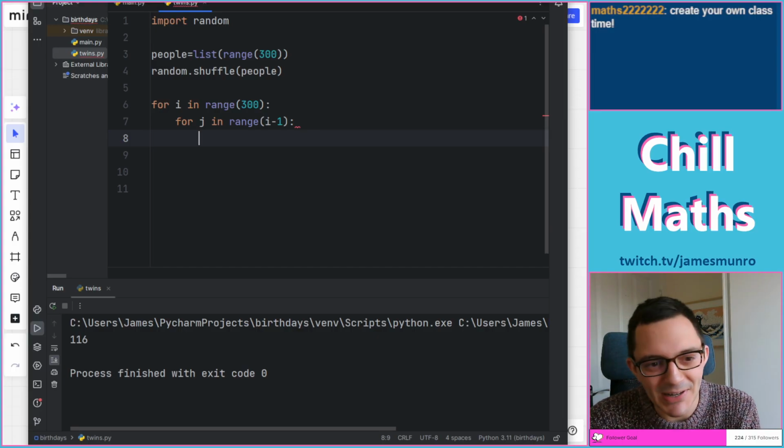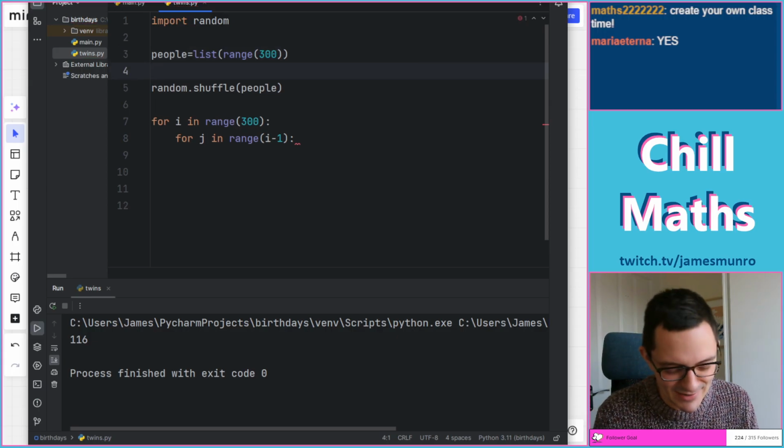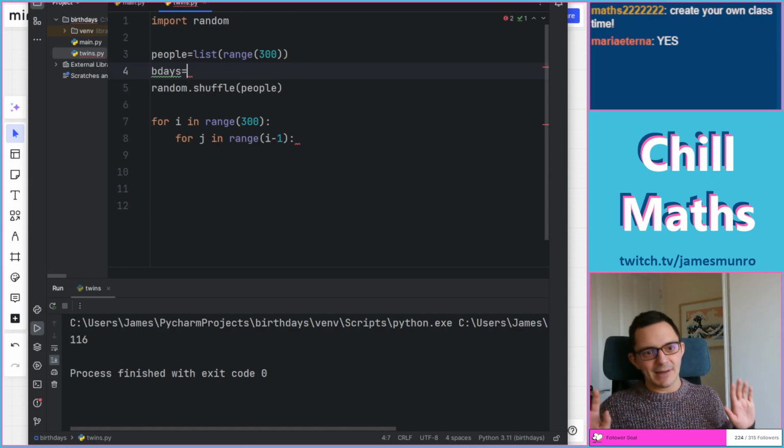I'm not creating my own class. I do not know how that works. Feels wrong. I'm going to have a separate list of birthdays. We need some random numbers, don't we? We need random randint. So from the random library, is there a randint function? There is, random.randint. And it's got a range.